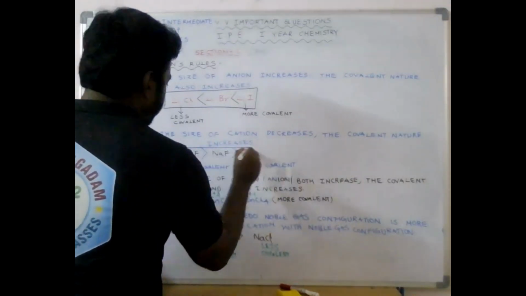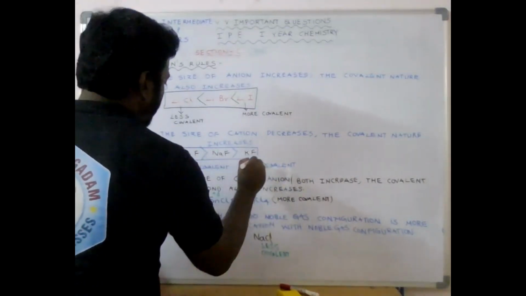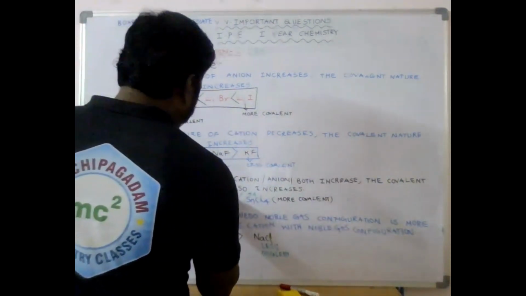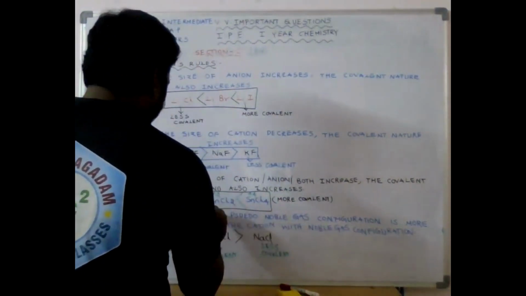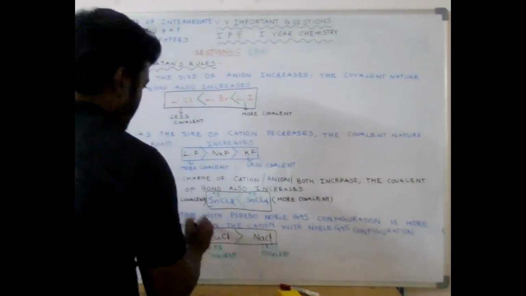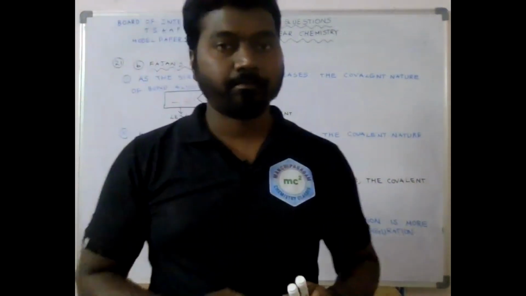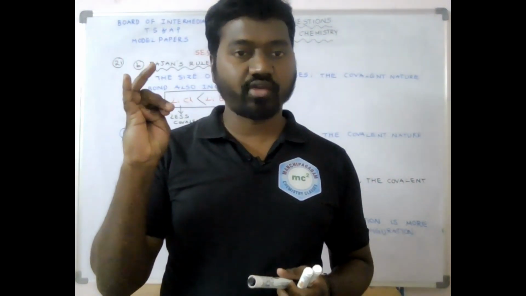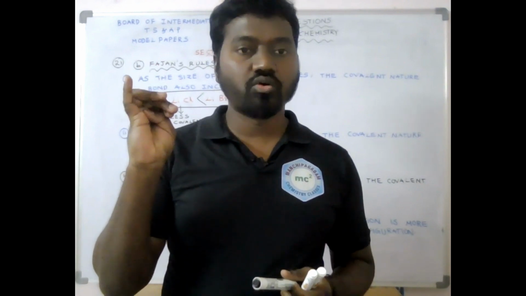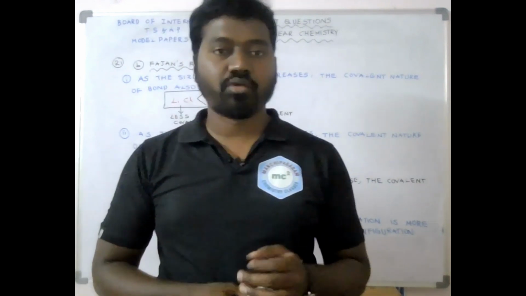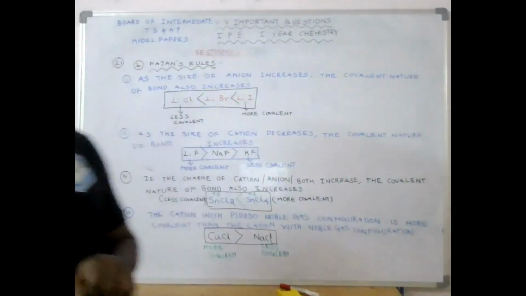So very simple. Those having more anionic size are more covalent. Those having less cationic size are more covalent. Those having more charge are more covalent. Those having pseudo noble gas configuration are more covalent. So you should remember this point: more anionic size, less cationic size, more charge of cation or anion or both, and lastly pseudo noble gas configuration. All these four represent more covalent nature of bonds in those molecules. So that's about Fajans' rules.